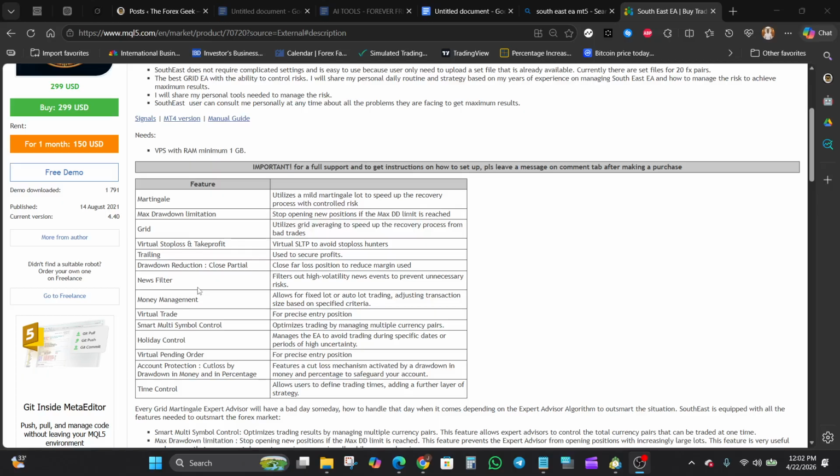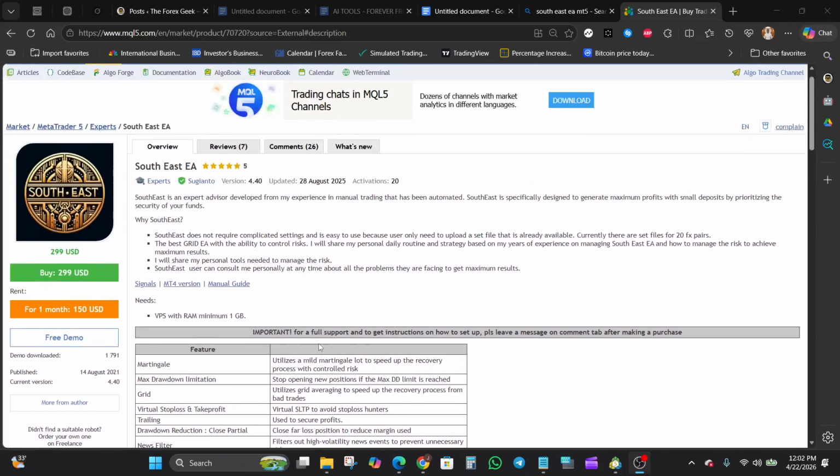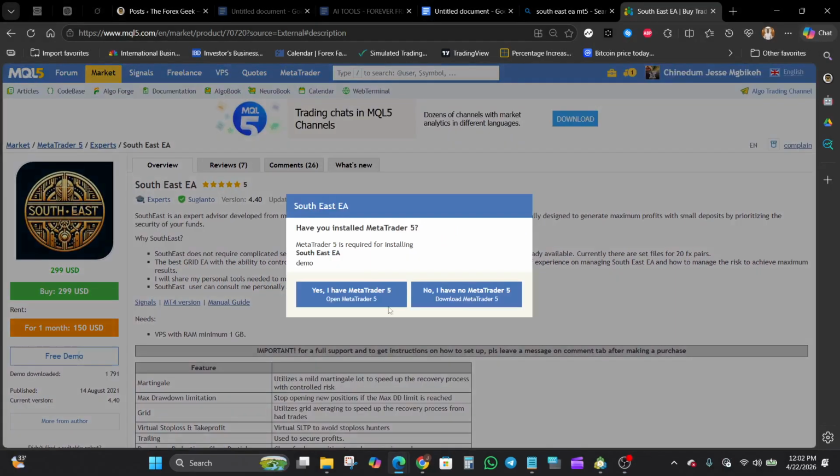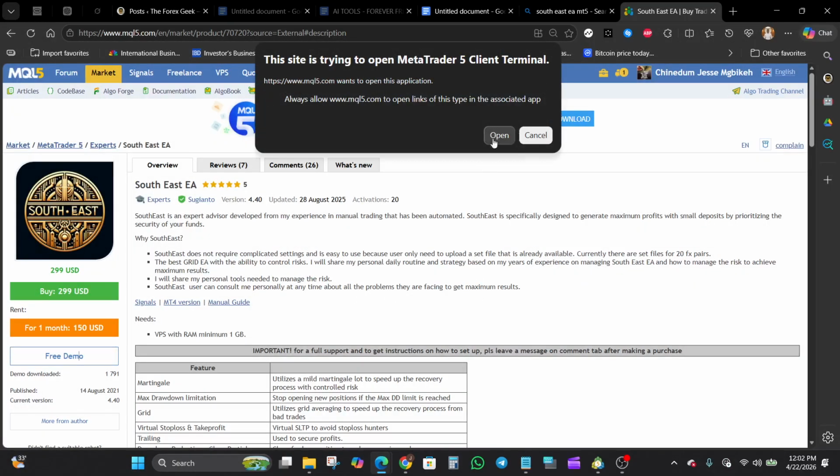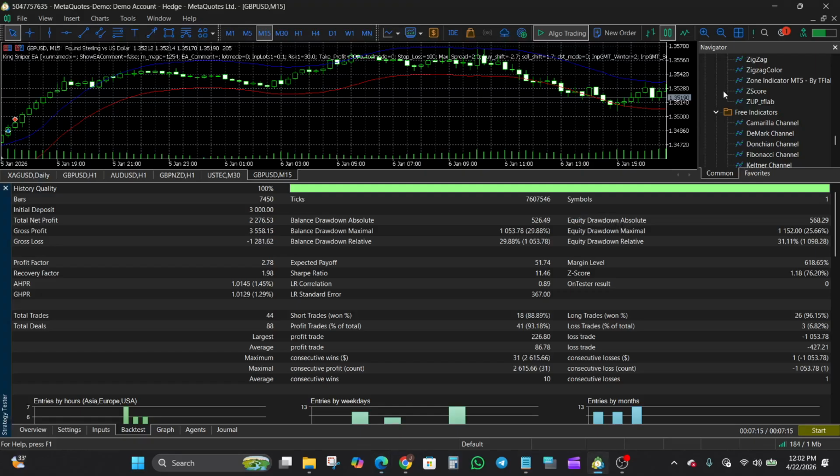Overall, this EA is not just a grid system, it's more like a multi-layer risk managed grid engine with multiple protective mechanisms working together. So now that we understand how the system is structured, let's move into the strategy tester. All right.